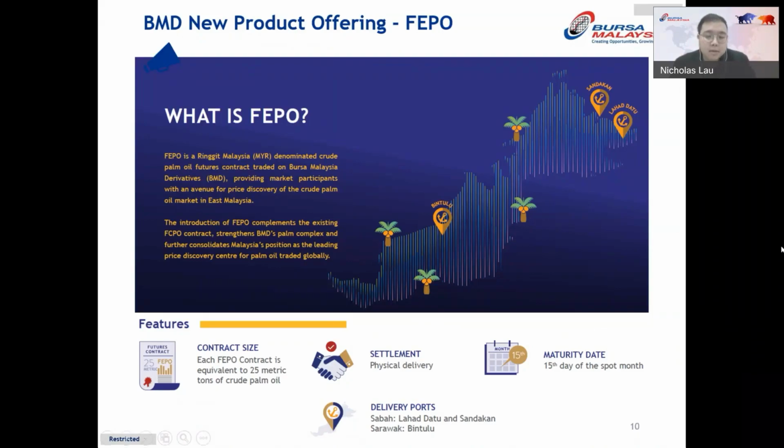So at the bottom here, you can see the features of this contract. Most of the contract specifications are the same. The contract size, again, one contract of FEPO is equivalent to 25 metric tons of crude palm oil traded. The settlement would be physical delivery, and the maturity date would be the 15th day of the spot month. The main difference here would be the delivery ports. So under FEPO, we have two delivery ports in Sabah, Lahad Datu and Sandakan, and we have one in Sarawak, which is Bintulu.